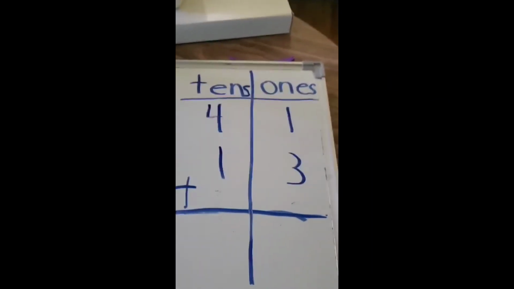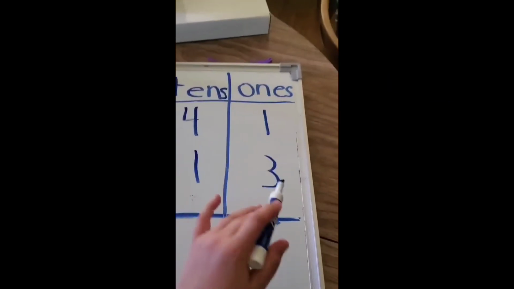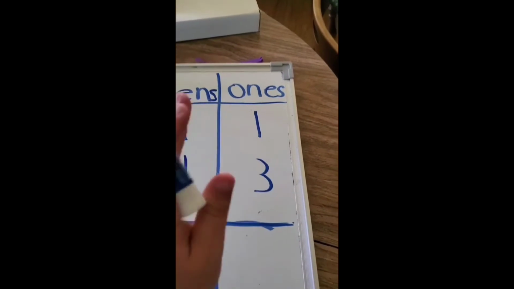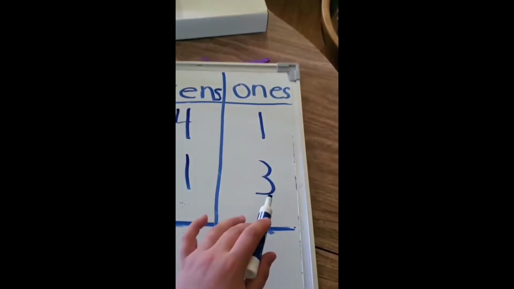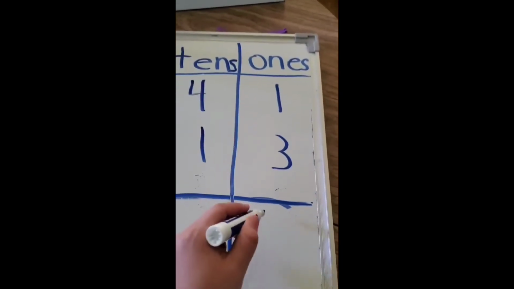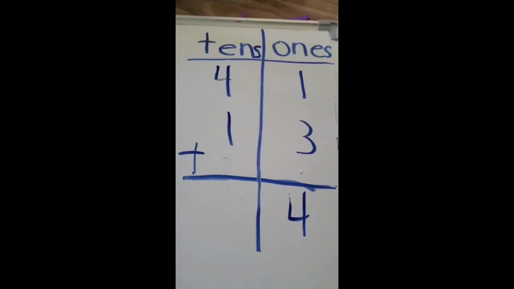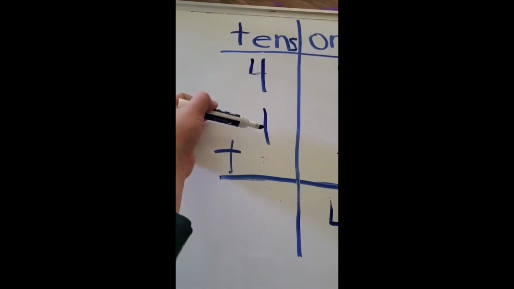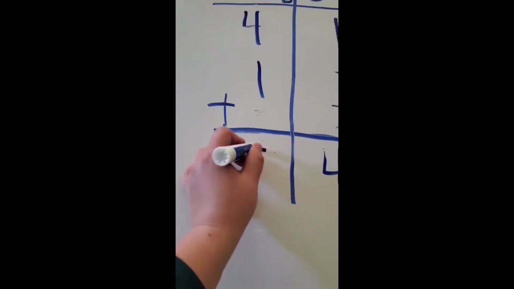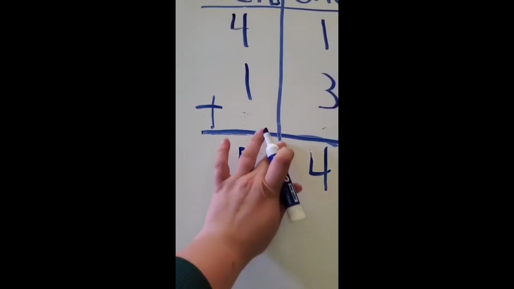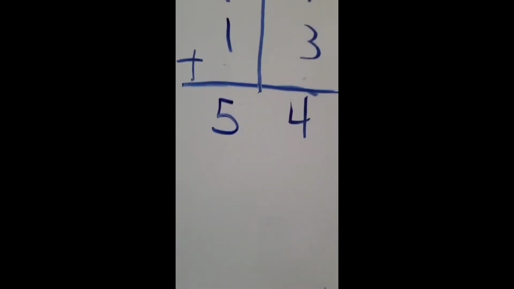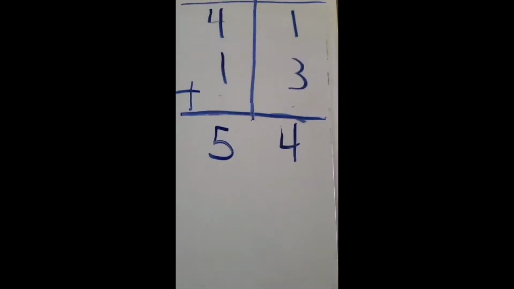All right, what did you get? Okay, let's see if we got the same thing. So we always add up the ones first. So 3 plus 1 is 4, and then 4 plus 1 is 5. So our answer is 54. Great job.